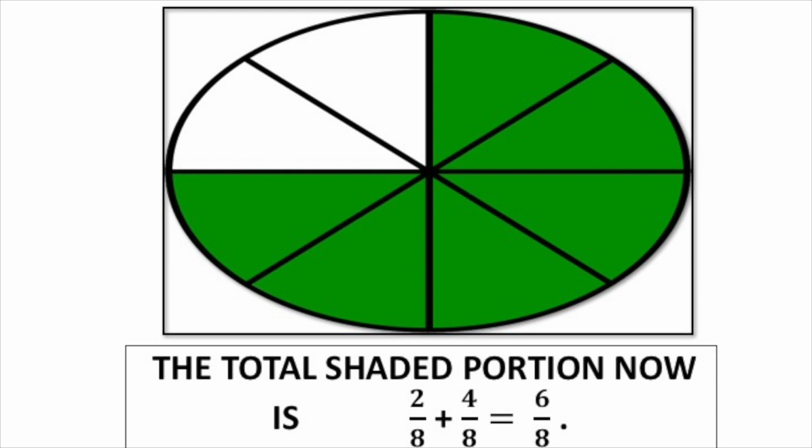Because what we did, we started with 2 parts, then we added another 4 parts. So that now gives us a total of 6 parts, and the denominator, the total number of parts, is 8. So it's like an addition calculation. All we're doing is adding the parts of the fractions together.